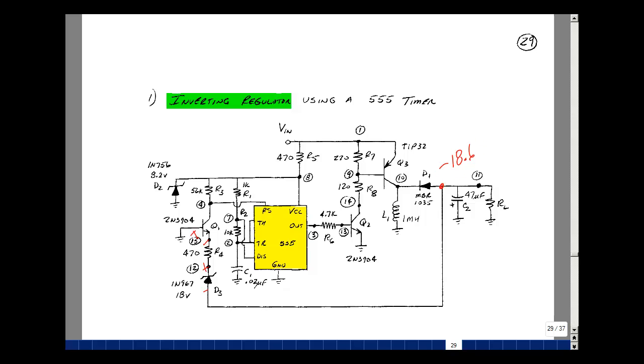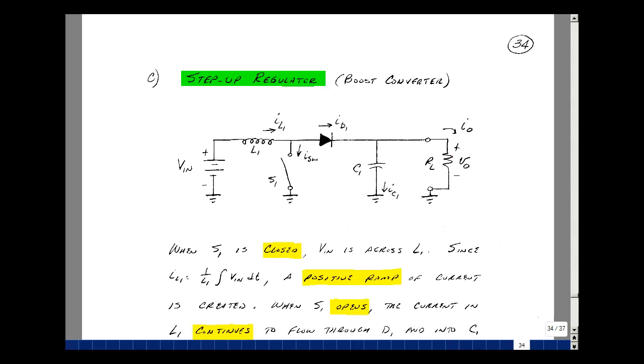Take a look at the next regulator, which is a step-up regulator on page 34. I forgot to mention one thing with the inverting regulator. I did look at the node voltage 10, which is the voltage across the inductor. It does have an average value of 0, but it did have a lot of ringing.